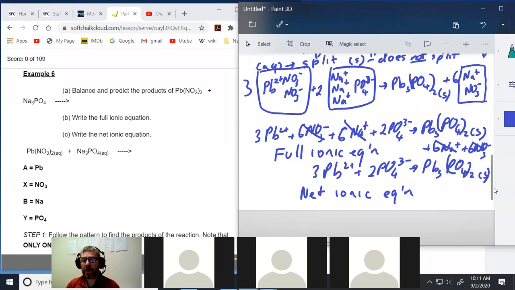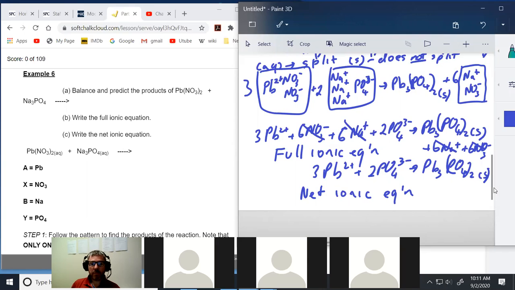But put more simply, the net ionic equation is always whatever ions are forming the solid. So it's not really that hard to come up with one. You don't have to do all of this stuff here. You don't actually have to do a full ionic equation to get a net ionic equation. All right, does anybody have any questions about that?